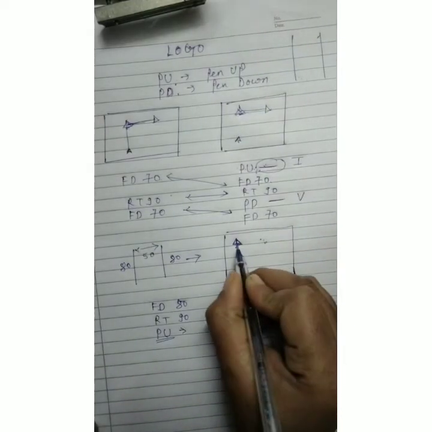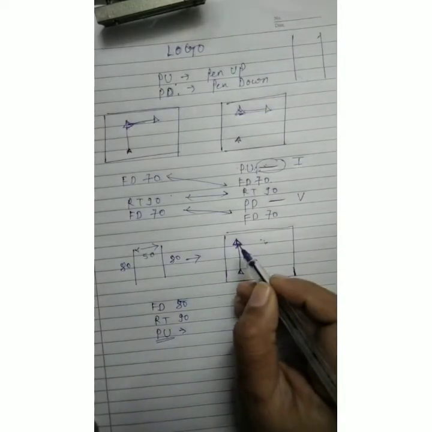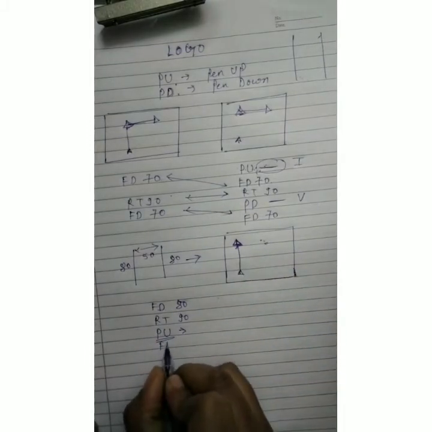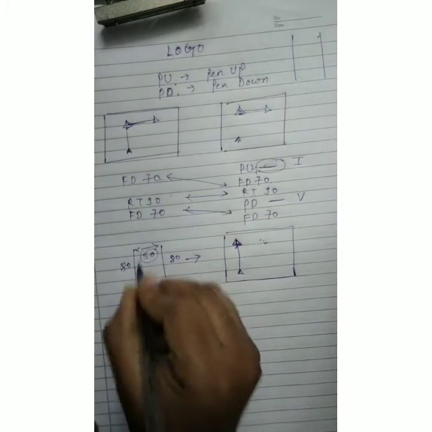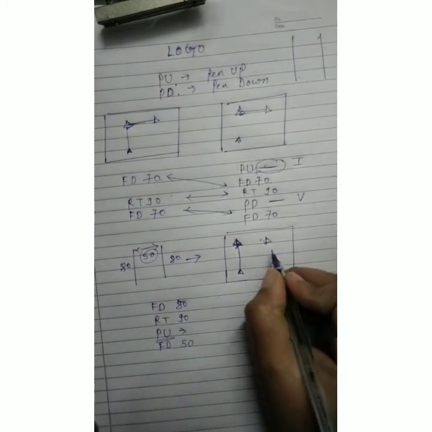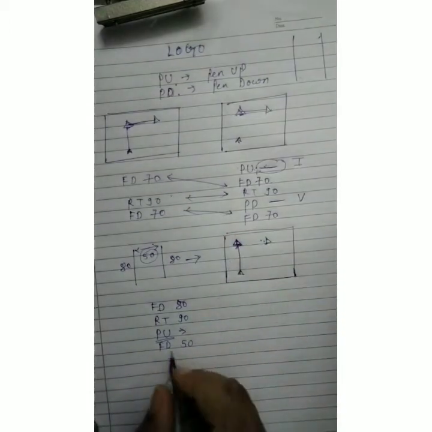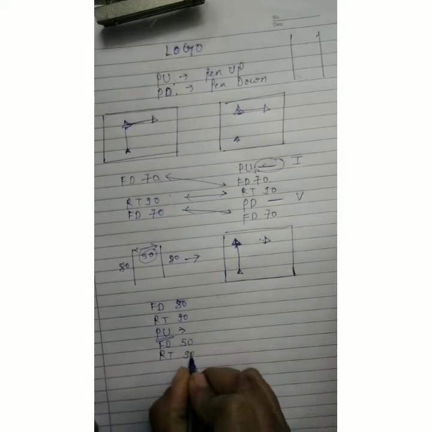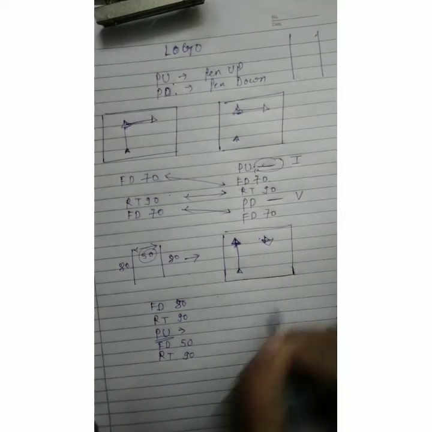Now the pen is up, but the turtle needs to move. For moving, the FD command and 50. Now the turtle is here. Now to take a turn downside, this is the right part. So RT90. Now my turtle is here.